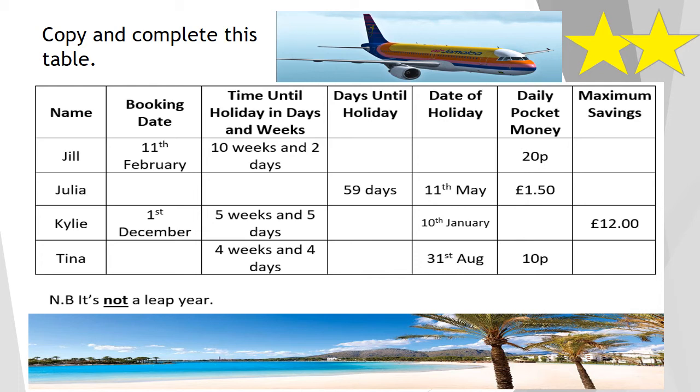So you can see Jill gets 20p a day from the time that she booked it, the 11th of February, until the date that she goes on holiday, so 10 weeks and 2 days later. So you also need to add in a column, in the last column, how much money she would have earned in 10 weeks and 2 days if she's collecting 20p a day. So think about what column is going to help you there.